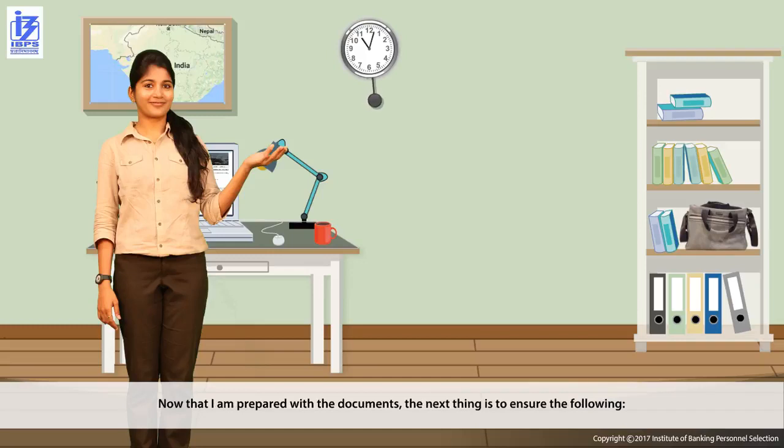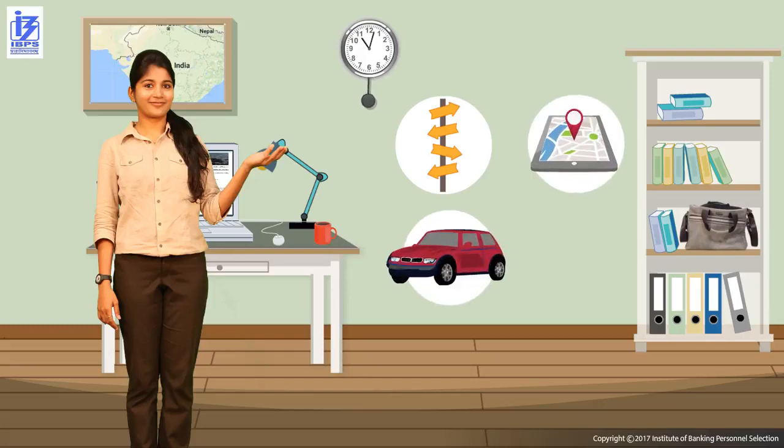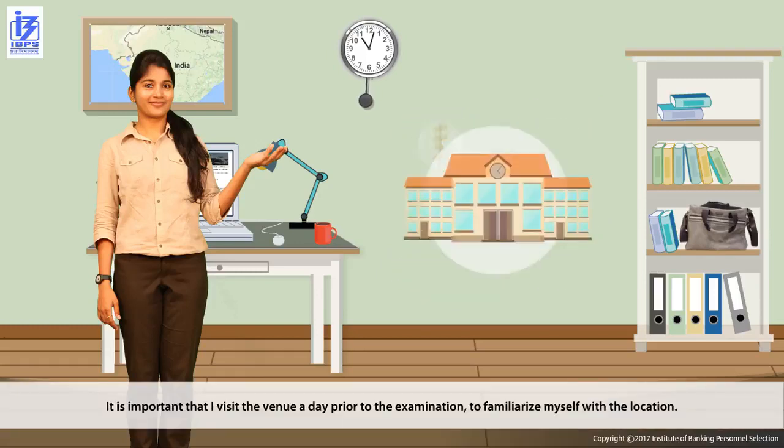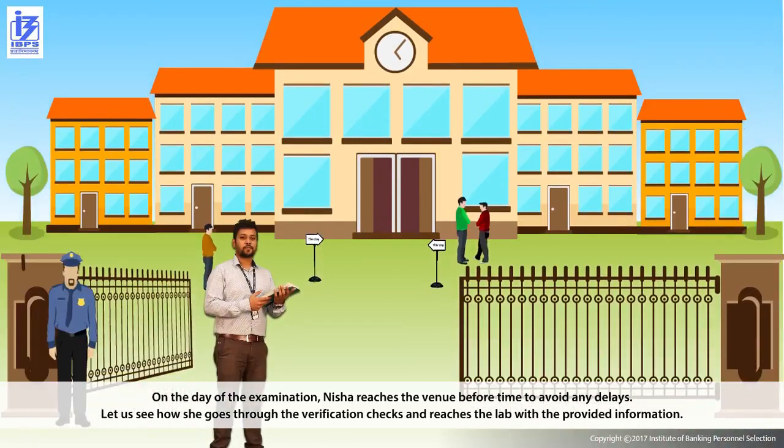Now that I am prepared with the documents, the next thing is to ensure the following: directions to the venue, distance and mode of transport, time it takes to reach the venue. It is important that I visit the venue a day prior to the examination to familiarize myself with the location. On the day of the examination, Nisha reaches the venue before time to avoid any delays. Let us see how she goes through the verification checks and reaches the lab with the provided information.